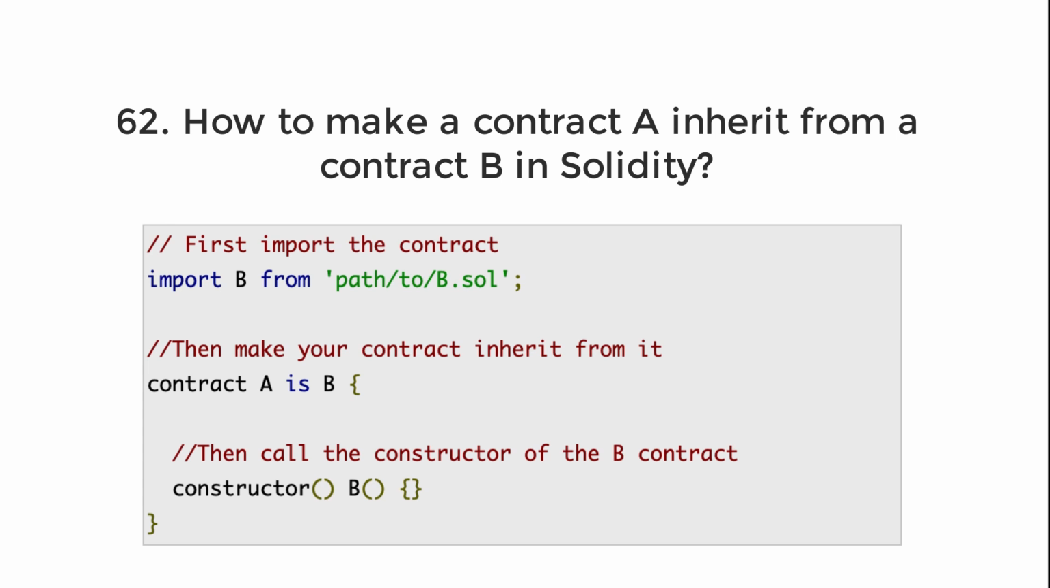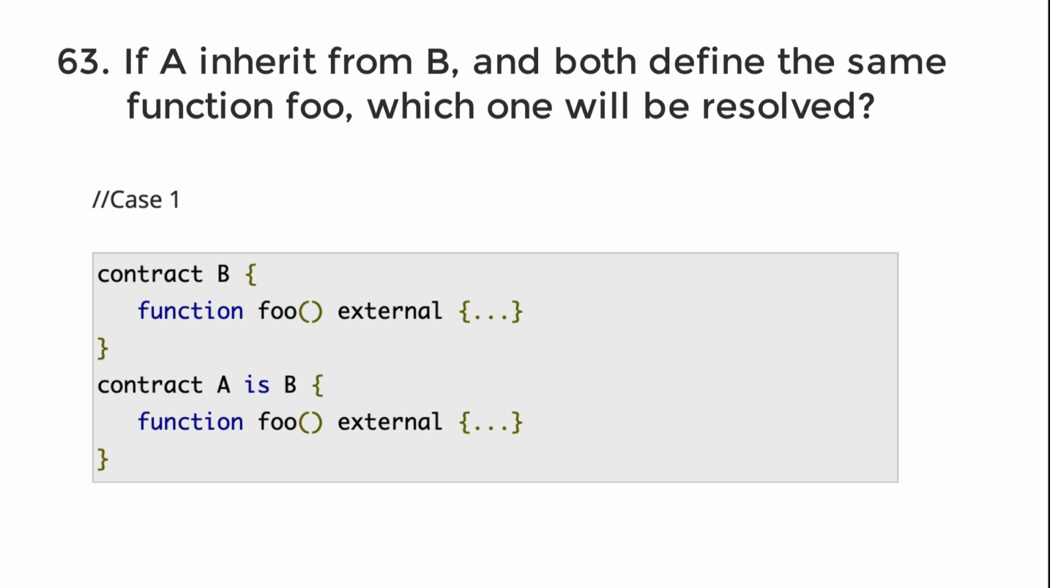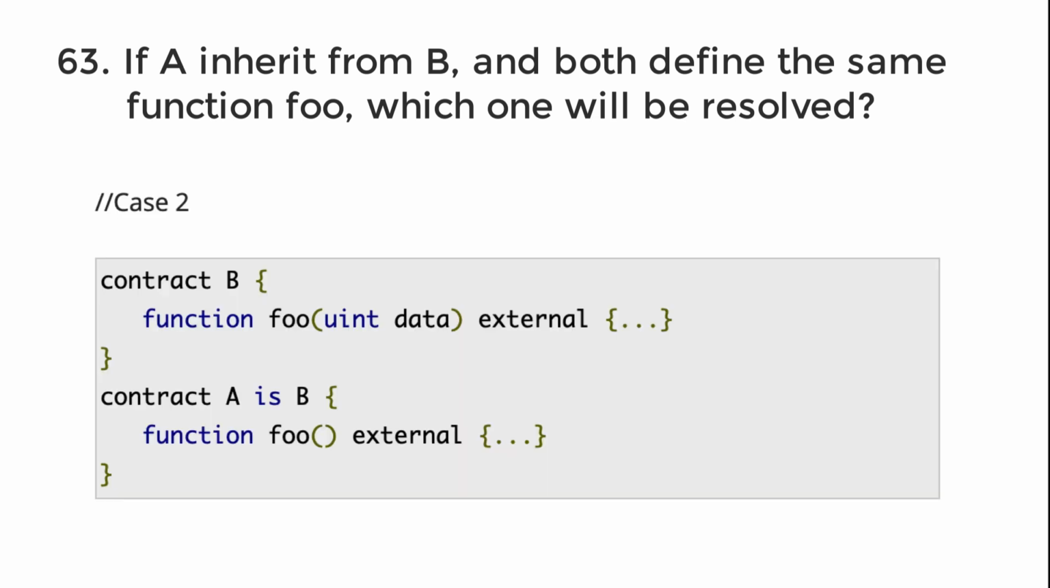If a contract A inherits from another contract B and both contracts define the same function foo, which one will be resolved in contract A? In the first case, if both functions have exactly the same function signature, then the function foo of contract A will be resolved. The implementation of a child contract always overrides the implementation of an ancestor contract. However, in the second case, the function signature of foo in contract A does not match the function signature of the function foo in B.